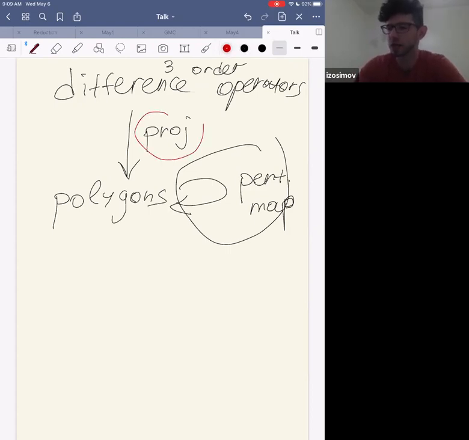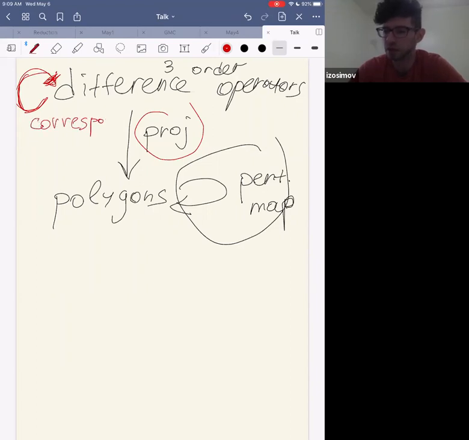Using this projection, we want to pull back the map upwards. So we want to lift the pentagram map to difference operators. Of course, because it's a projection, when we lift a map, we're no longer going to get a map, because it's a pullback of a map by a projection. Instead of a map, it's going to give us a multi-valued map, or a correspondence.